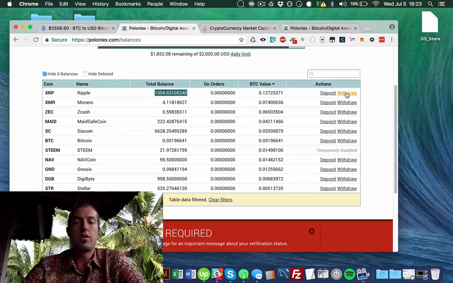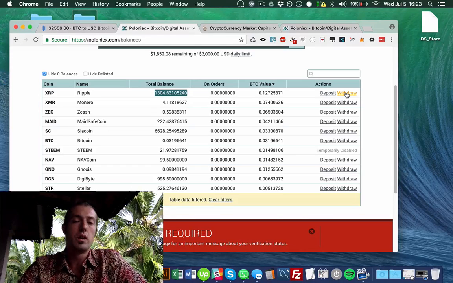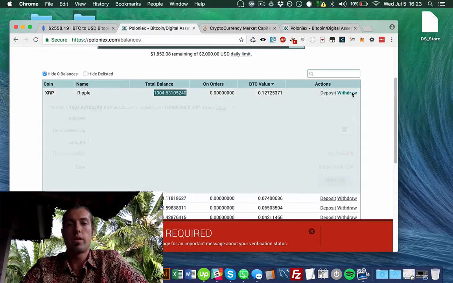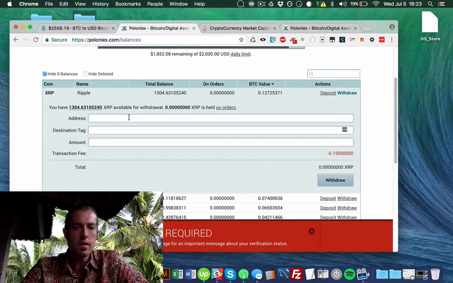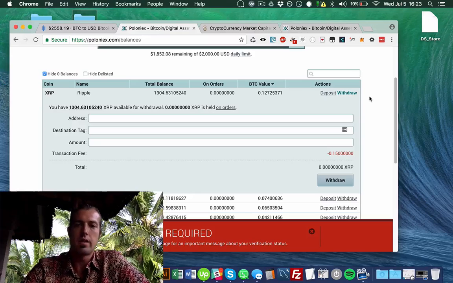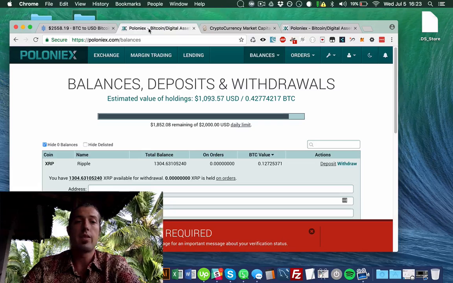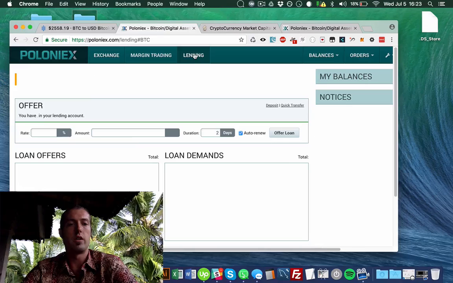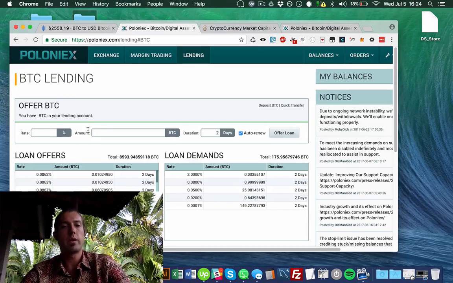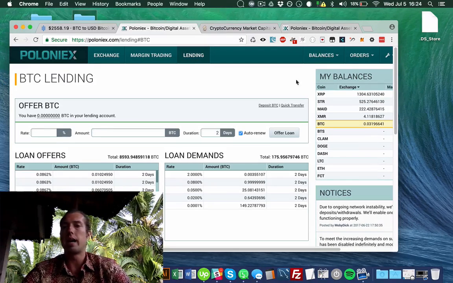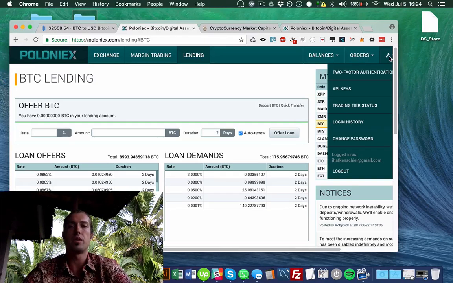And then if you wanted to move it over into a custom wallet like RipX for Ripple, then you would withdraw it and put in your address here. But I'll save the wallet tutorial for another video. I think that about sums it up. On Poloniex, you can also do margin trading, and you can also earn interest by loaning out your Bitcoin to other people, but I will save that potentially for another tutorial too.